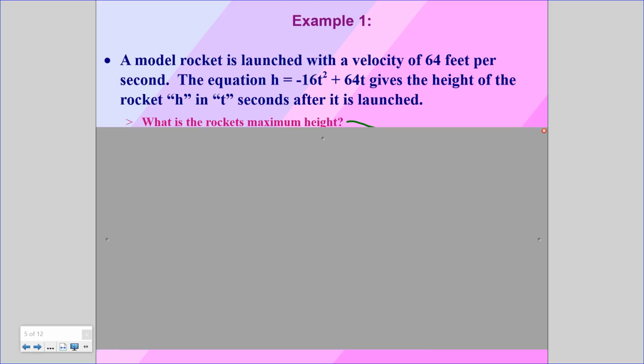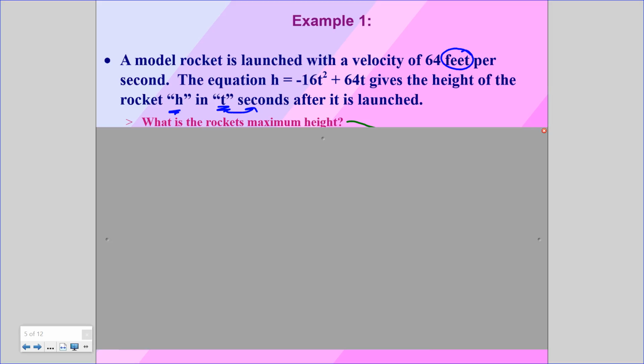So let's take a look at an example. A model rocket is launched with a velocity of 64 feet per second. The equation h equals negative 16t squared plus 64t gives the height of the rocket, h, in t seconds. So this is telling you height should be feet. It's telling us units and everything here, seconds after it is launched.